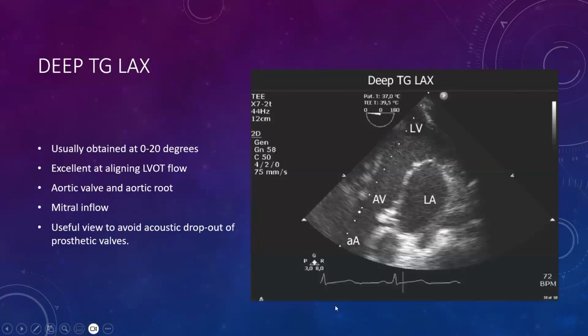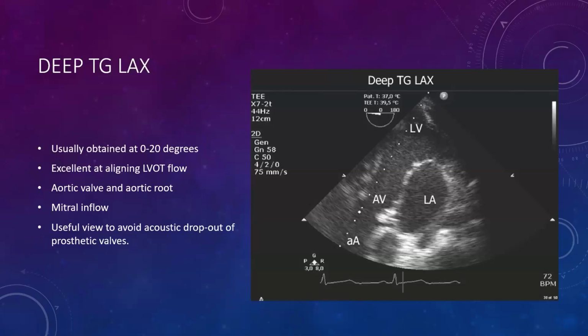And then one of my favorite views is going to be the deep transgastric long axis view. If you have a patient with a mechanical aortic valve, this is probably the best view to avoid acoustic dropout and see the most things that you can without it being obscured by that valve. This is also what allows you to align Doppler flow through the aortic valve.